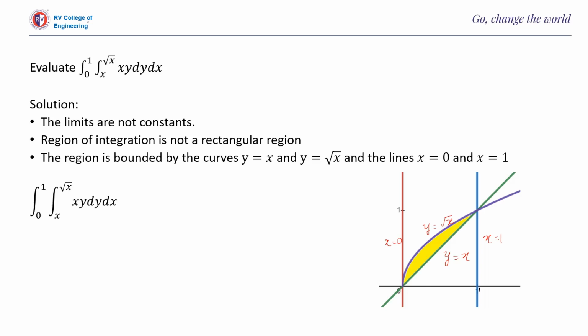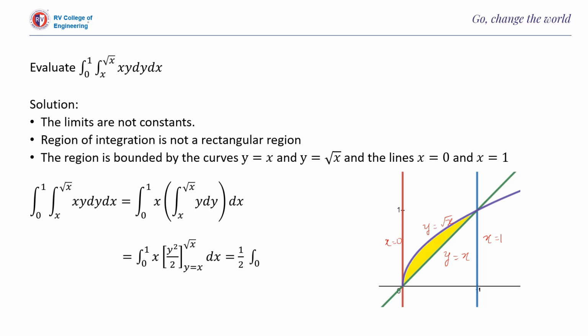So now we shall integrate this function xy with respect to y and then x. Since we are integrating first with respect to y, x is kept constant, hence it is kept outside the integral. Integral 0 to 1 x into integral x to root x y dy dx. So integral y dy is y square by 2. Hence we get integral 0 to 1 x into y square by 2 evaluated between y equal to x and root x dx.